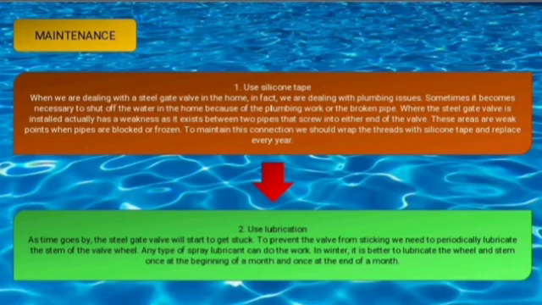Number 2 is use lubrication. As time goes by, the steel gate valve will start to get stuck. To prevent the valve from sticking, we need to periodically lubricate the stem of the valve wheel. Any type of spray lubricant can do the work. In winter, it is better to lubricate the wheel and stem once at the beginning of the month and once at the end of the month.